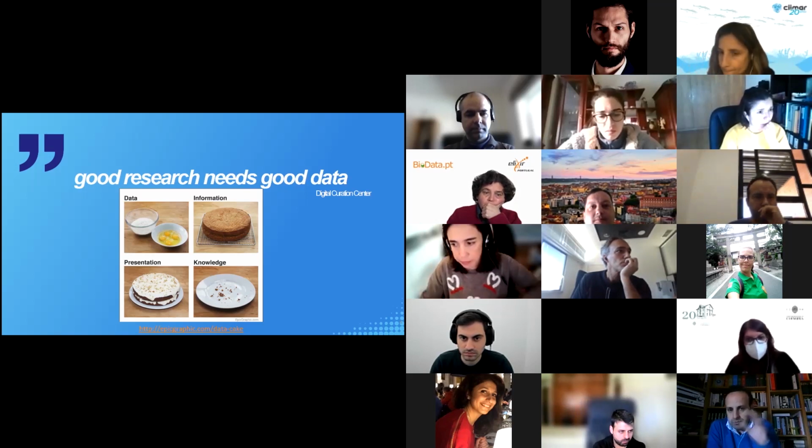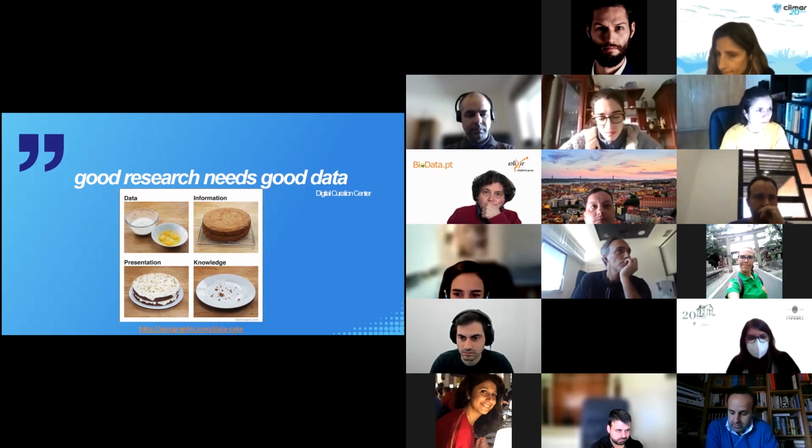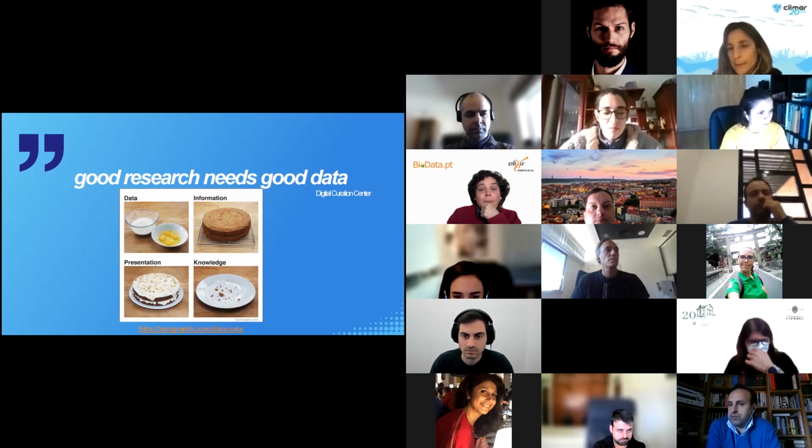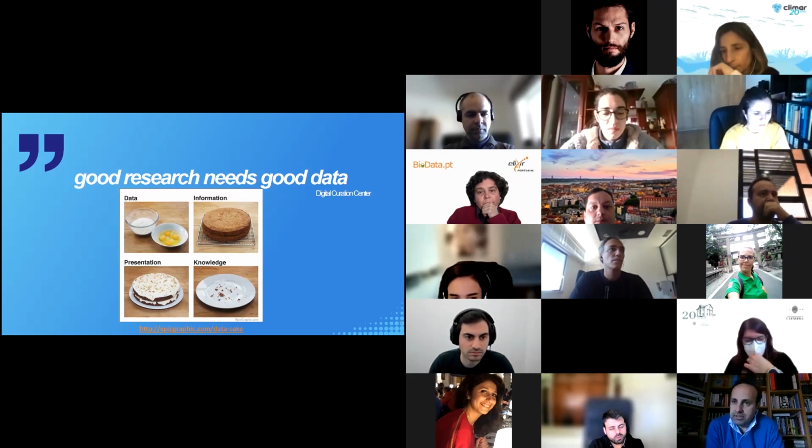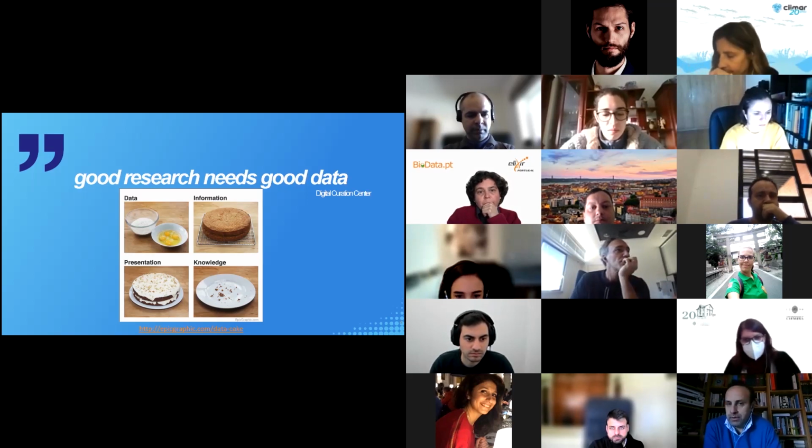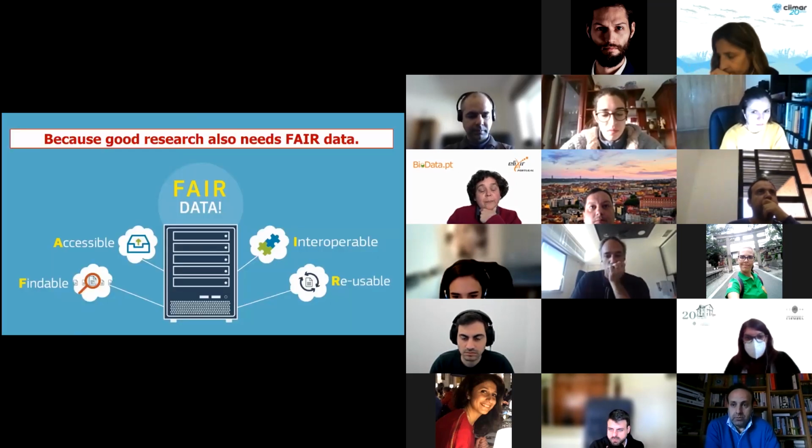So we need to look at the data from different perspectives, not only in what this image represents, but also in different ways, because we now have different ways to publish data. We have data papers and software papers, which are interesting ways to represent and publish data.